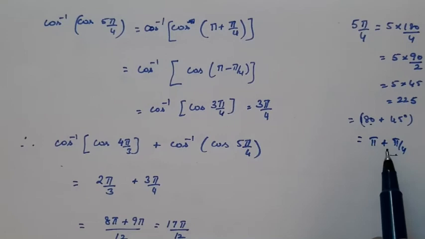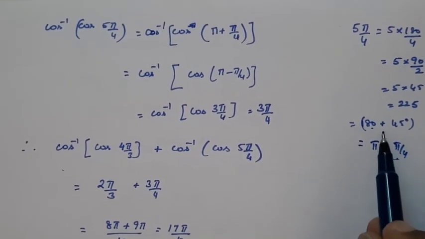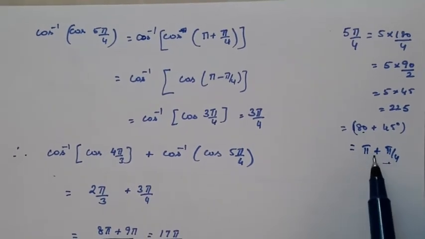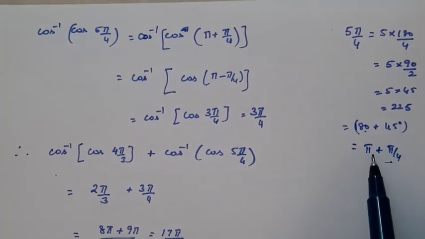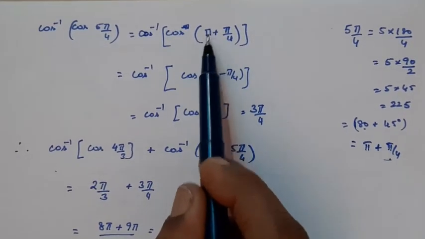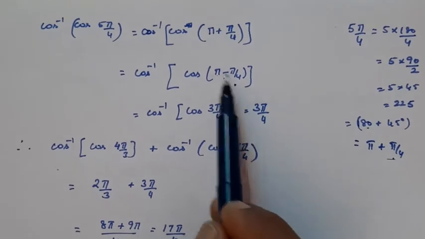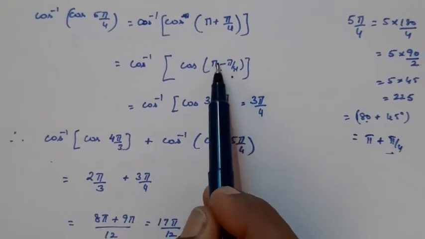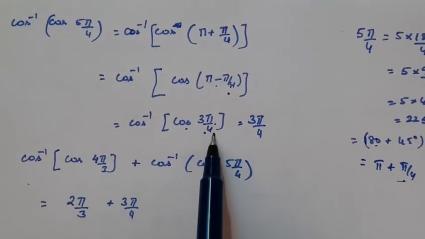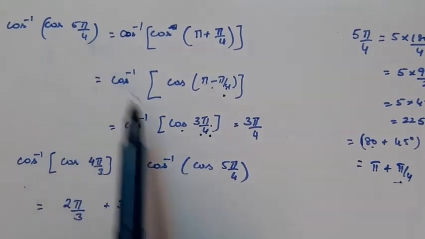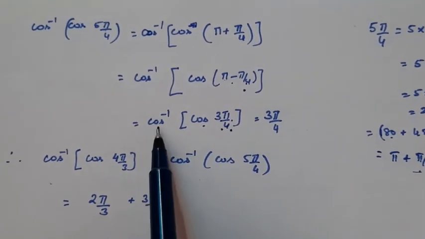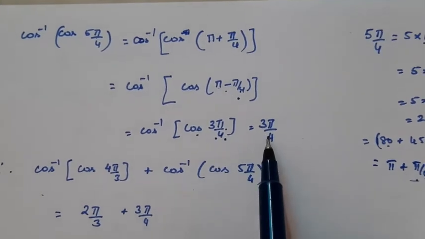So you have to write it as an angle which lies in the second quadrant, whose cosine values are equal. You know that cos of pi plus x and cos of pi minus x are equal. So cos of pi plus pi by 4 will be equal to cos of pi minus pi by 4, which is nothing but 3 pi by 4. So cos 5 pi by 4 and cos 3 pi by 4 are equal. Why are we rewriting this? Because 3 pi by 4 lies in the required restricted domain 0 to pi. So cos inverse of cos 3 pi by 4 is equal to 3 pi by 4.